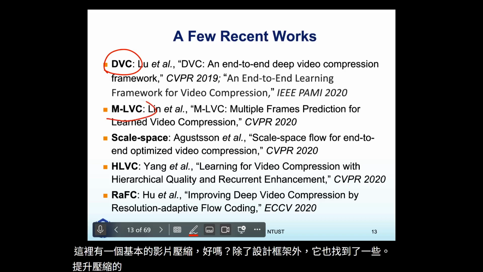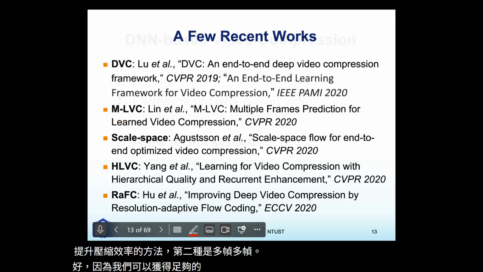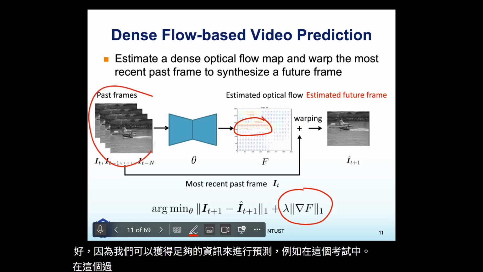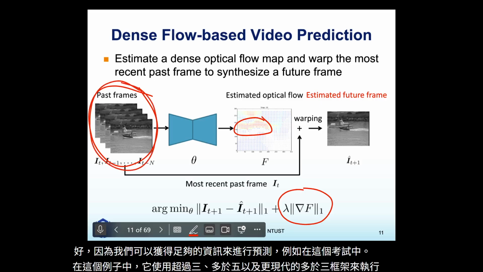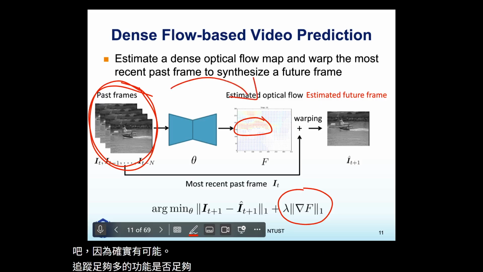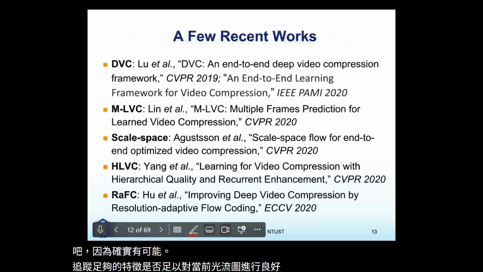The second is multiple frames, because we can get enough information to perform the prediction. For example, in this example, it utilizes more than 3 past frames to perform the prediction, because it can extract sufficient features to perform a good estimation for the current optical flow map. So it can reference more than 1 frame.